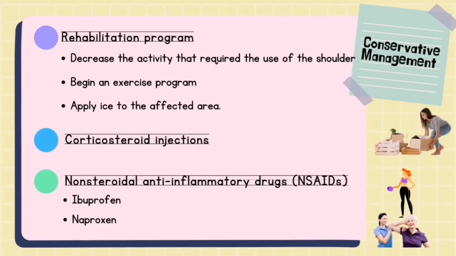Other than that, corticosteroid injections are also one of the conservative approaches for rotator cuff tendonitis. The steroid is a powerful anti-inflammatory that can provide pain relief quickly and effectively. Last but not least, non-steroidal anti-inflammatory drugs. They can relieve shoulder pain by reducing inflammation in the shoulder joint. Examples of non-steroidal anti-inflammatory drugs are ibuprofen and naproxen.